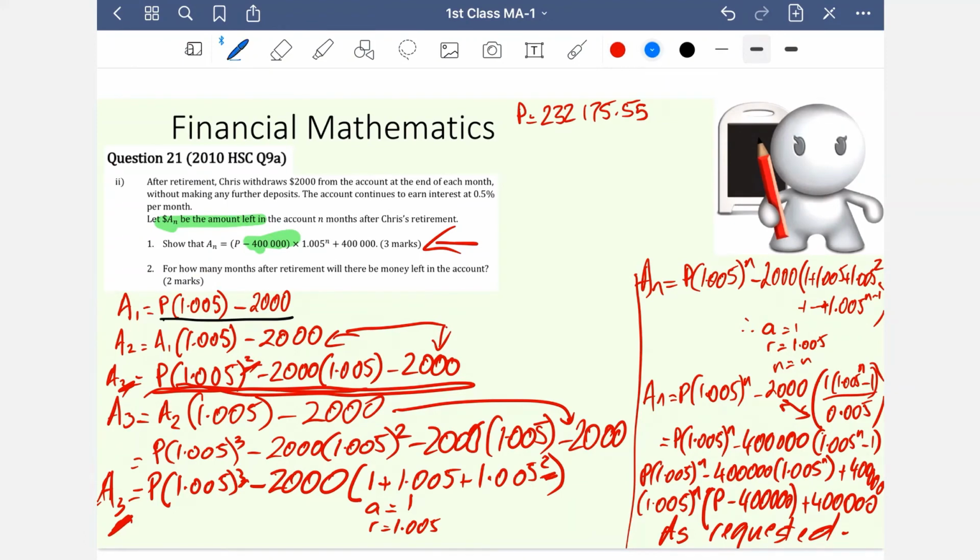Now for the last bit, part 2. For how many months after retirement will there be money in the bank? So what we're now going to be doing is substituting An is equal to 0. So we've got 0 is equal to, and we're also going to be substituting P is equal to 232,175 and 55 cents. So what we are now going to be solving is this equation: 0 equals 232,175 and 55 cents minus 400,000.